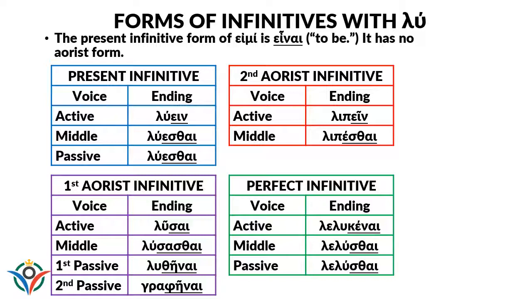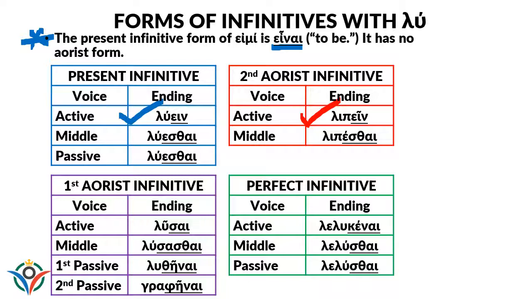So I'd like to begin this lesson by doing a quick recap of the forms of the infinitives using the stem lu. So at the top here, we have the present infinitive form of λύω. So let's take a look now at the various tense forms, beginning with the present infinitive. The active voice is λύειν. Now remember that infinitives will either end in -ειν or -αι. So the present active and the second aorist active infinitive forms both end in -ειν. So we have λύειν and λιπεῖν.